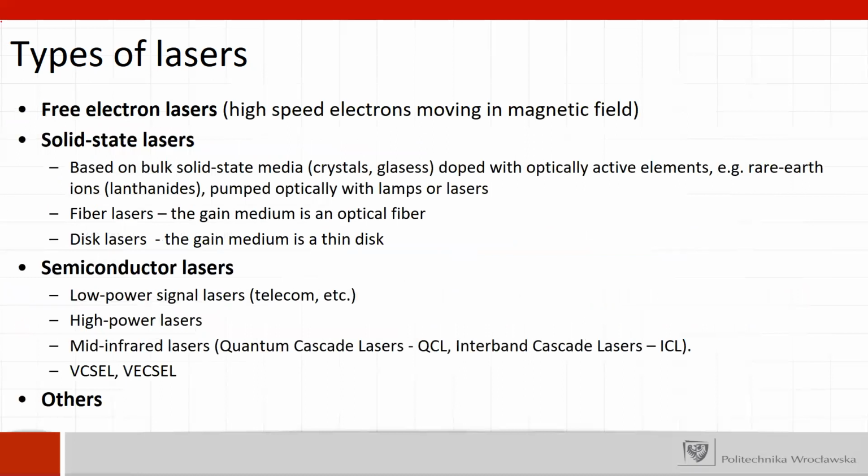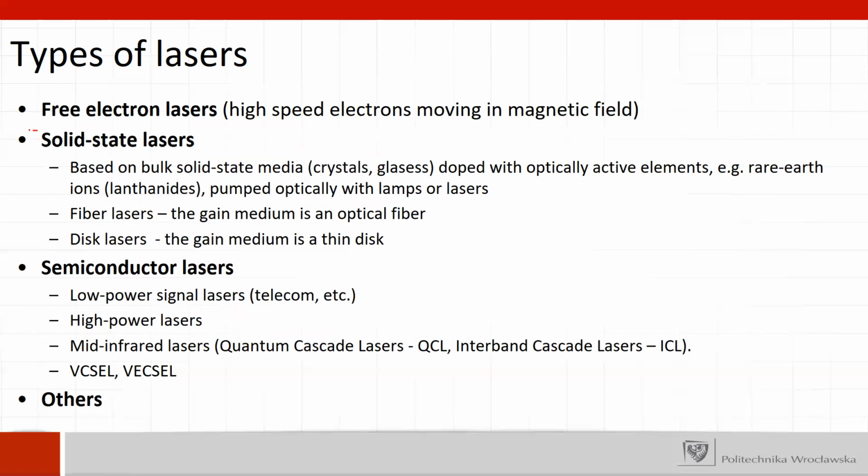The next group is free electron lasers. These are lasers based on high-speed electrons moving in a magnetic field. And these are huge infrastructures because they require accelerators and so on. They are like huge rings hundreds of meters in size where they accelerate these electrons, and they generate a very broadband spectrum, but mostly in the UV range.